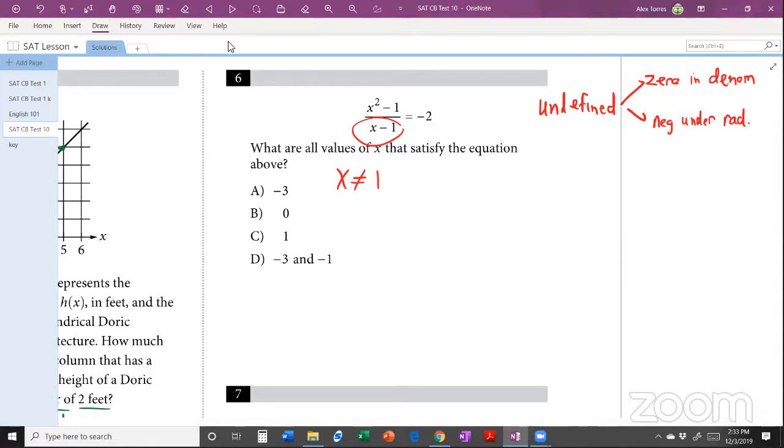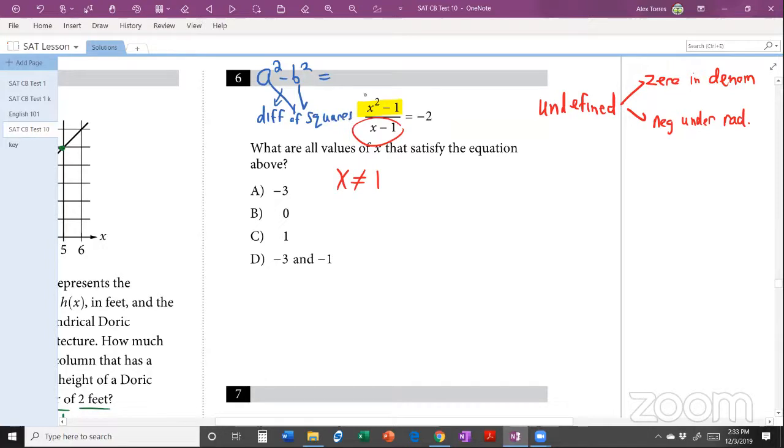X squared minus 1 right here is a difference of squares. So you're supposed to know going into an SAT that a squared minus b squared is a difference of squares. It has a minus sign. That's our difference, because subtraction is called difference in math, right? And a squared and b squared both are perfect squares, because the square root is a nice, beautiful number. So it's a difference of 2 squares.